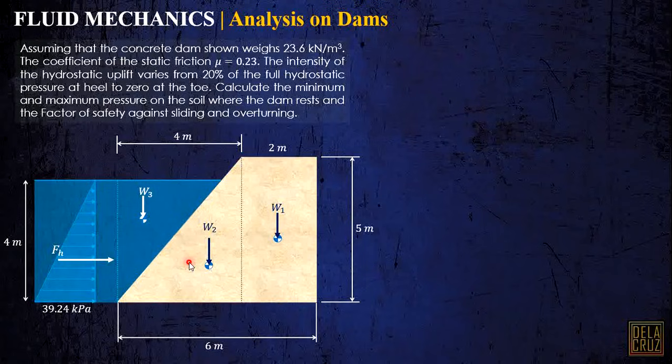Okay, so the same lang sa dam. Look at this one. Because of the external force dito, and that is due to this hydrostatic force, it will rotate about this point. Okay, as you can imagine, it will somehow overturn. Pwede siyang mag-overturn because of this force. That's why ito yung magiging toe natin and ito yung magiging heel. Okay, to count this one, may hydrostatic uplift tayo specified sa problem. That means this one will also create a triangular pressure diagram. And this one is 20% of the full hydrostatic pressure, or just 20% of this one, to 0 at the toe.